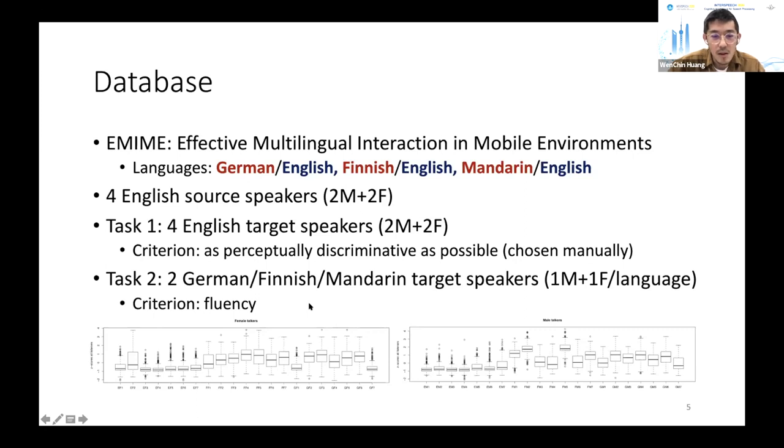And we do not want, for example, the fluency or the accent to affect the judgments of the listeners. So we use these fluency charts. These are from the original EMIME paper. And then we selected those bilingual speakers who were the most fluent in English.